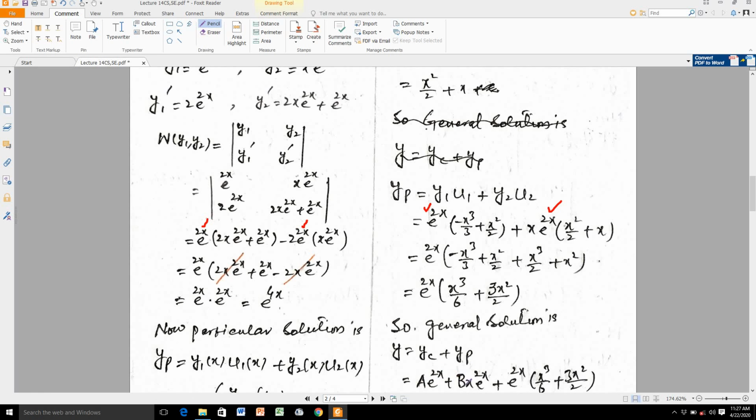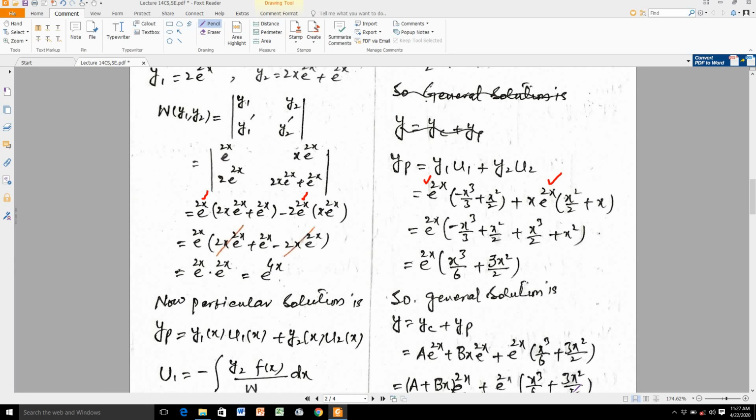So we move towards the general solution, that is y is equal to yc plus yp, that is a e raised to the power 2x plus b x into e raised to the power 2x plus e raised to the power 2x into x cube by 6 plus 3x square over 2. And you see here, this method is simpler and easier as compared to the undetermined coefficients method. Things are very clear to solve here.